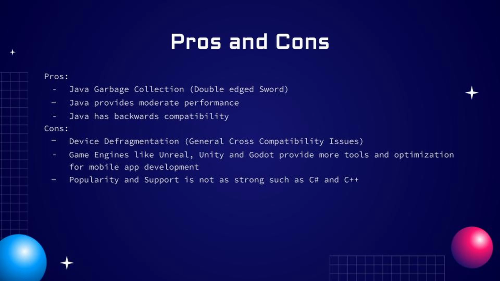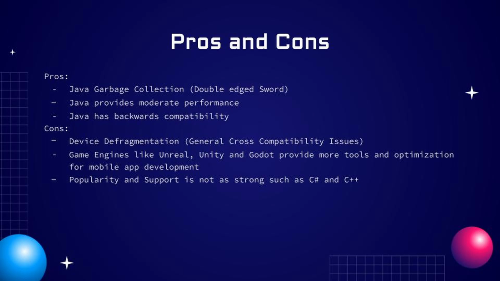Here are some pros and cons for Java mobile app development. I tried to keep it less general than the last video. Some pros are backwards compatibility of Java games that can be played on older Android devices, and the Java garbage collection scheduler, which can be seen as helpful, but also as a performance bottleneck.